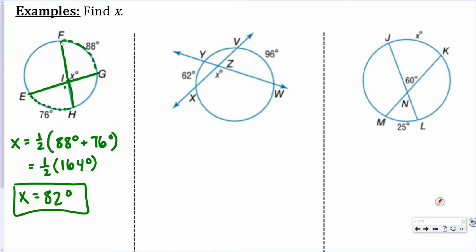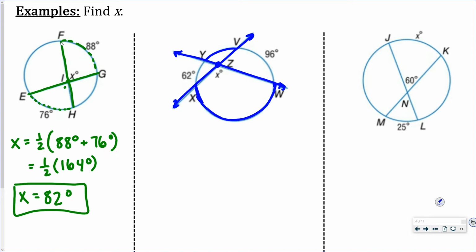Okay, next one here. This time, look at my variable. This time I actually have two secant lines, but the intersection point is still inside the circle. So this rule still applies. That x is going to be 1/2 the measure of this intercepted arc and the arc across from it. But I don't know those arc measures. Now, this is not a diameter. I think we can all visually see that this is not a semicircle, right? So I can't do 180 minus 96 to find the measure of arc XY.